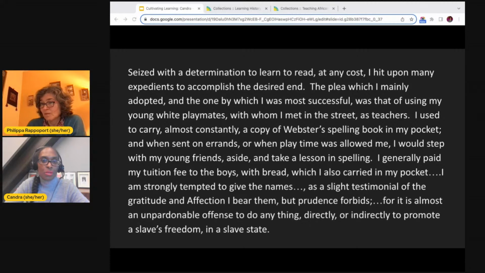So my question to you is, how does this excerpt demonstrate resistance? Put in the chat any phrases or words that stood out to you that might help us view this excerpt through the lens of resistance. I'll give you a moment to add some phrases and words in the chat. How does this excerpt demonstrate resistance? Phrases or words that stood out to you to help us view this through the lens of resistance.